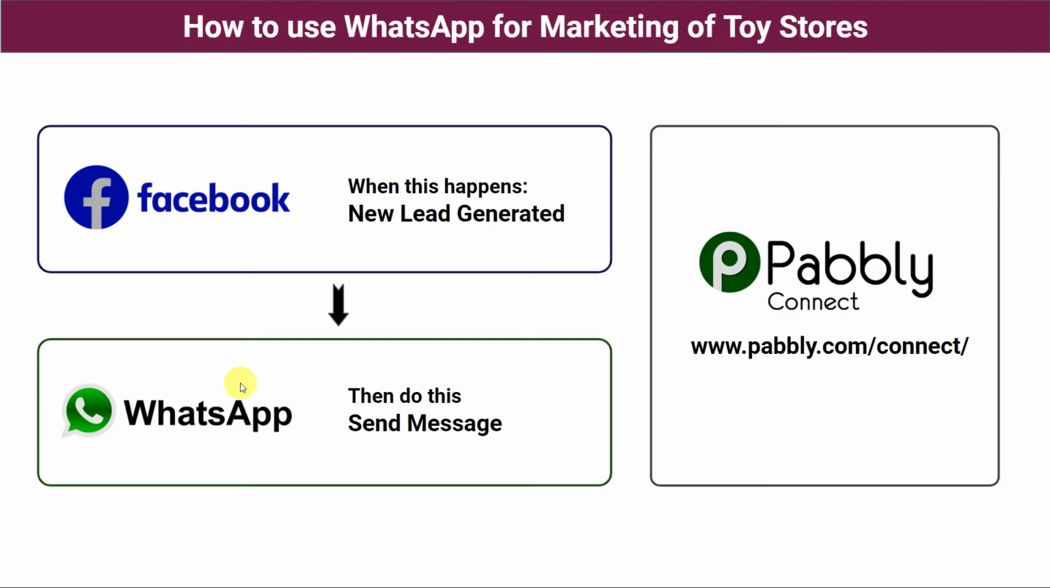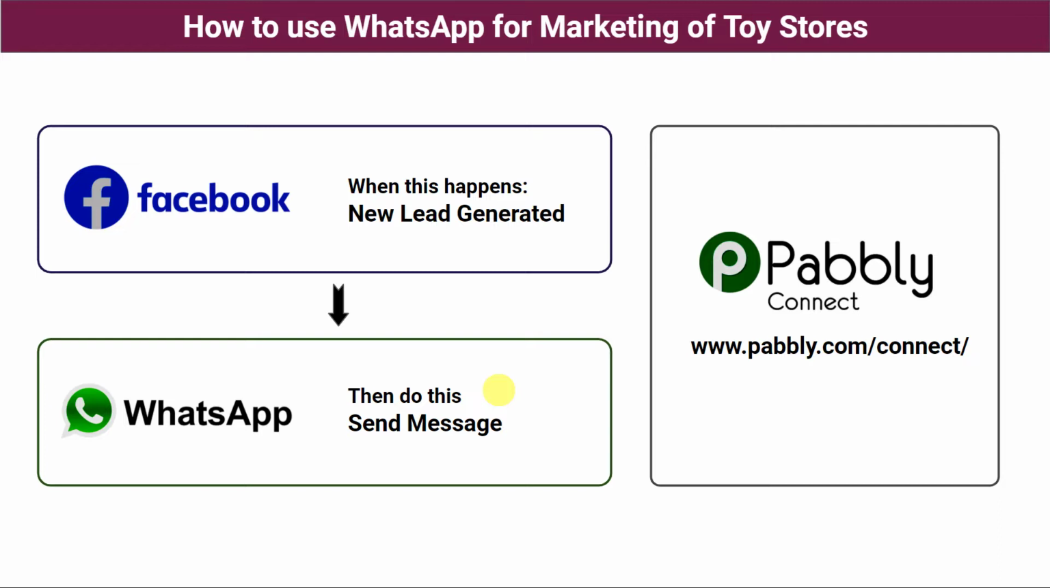First, do it manually. Take the details of your customers from the Facebook lead ad form, compose a message in WhatsApp, attach your toy store brochure and send it to the customers. But this will be a time-consuming and tiresome process, and it becomes difficult when you have a large number of leads in a single day. So how are you going to do this?